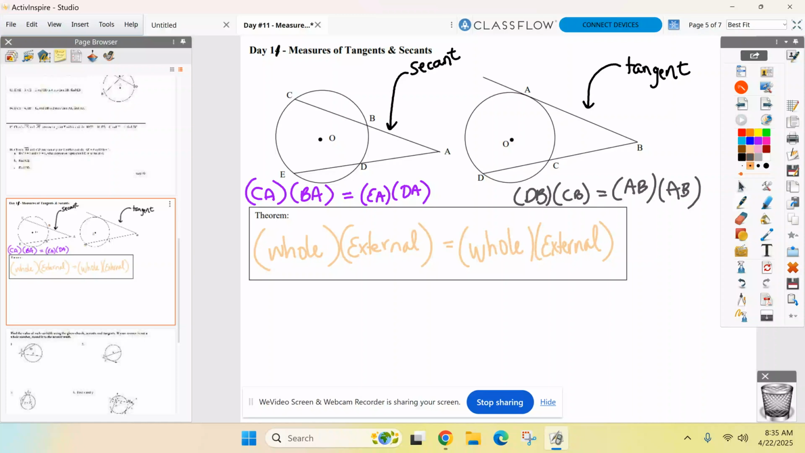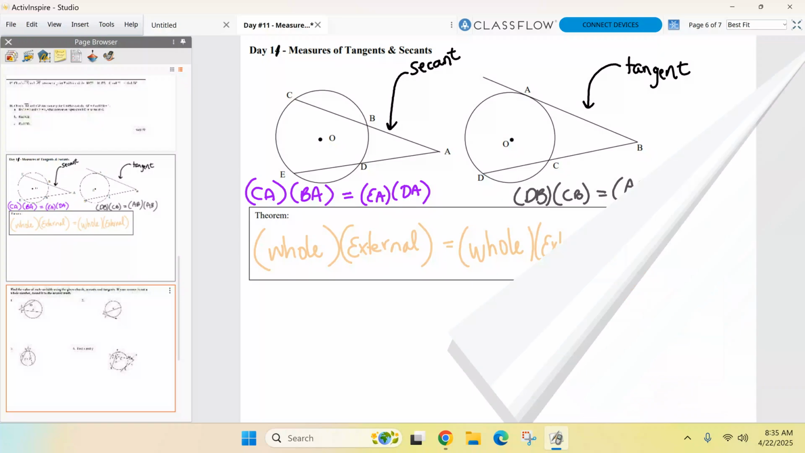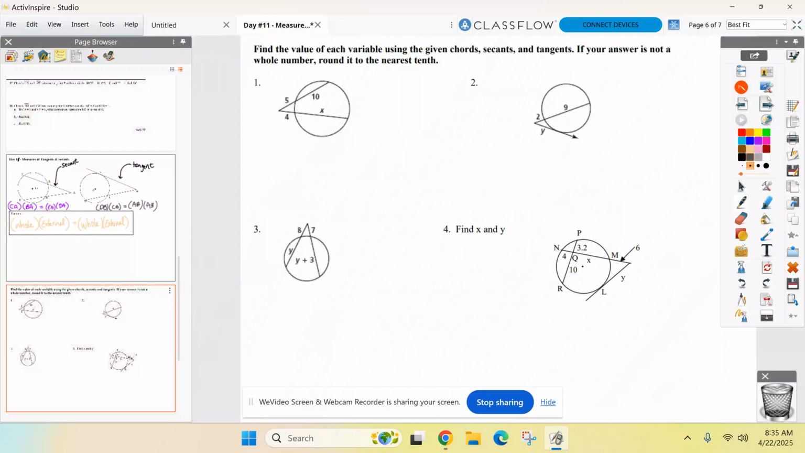All right, all good? Whole times external. Again, this is only for tangents and secants. Chords we dealt with yesterday. That's a little bit different. All right, first one up. I know what your mind wants to do right now. Everyone's mind wants to do 5 times 10 equals 4 times x. That's yesterday. That's chords. These aren't chords. I got to do whole times external. If they were chords, that'd be correct. But I got to do whole times external here.